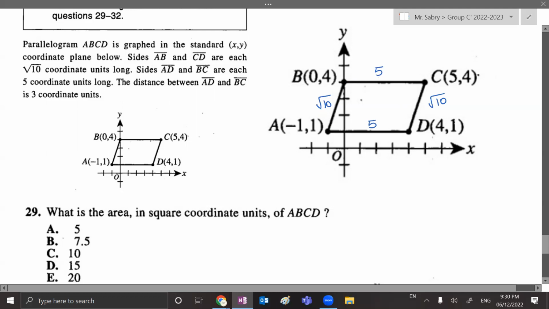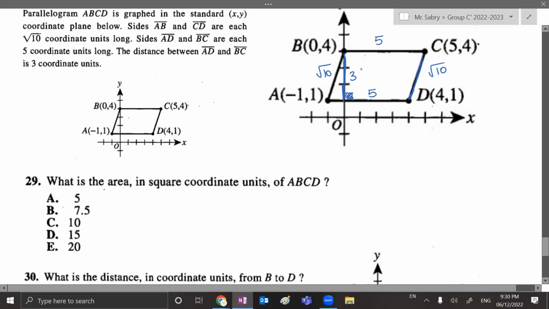The distance between AD and BC is 3 units. What does the distance mean? The distance is this one, the vertical difference, this distance here, the length, while the root 10 is the length of the slanted line. So here this distance is 3. So the height of this shape is 3.